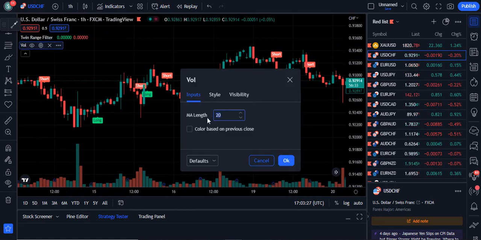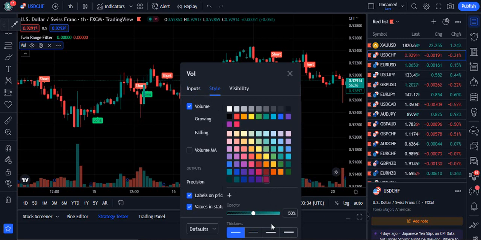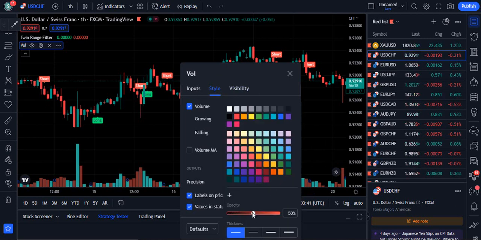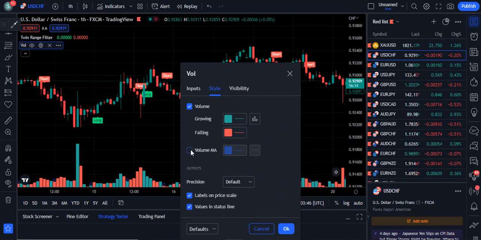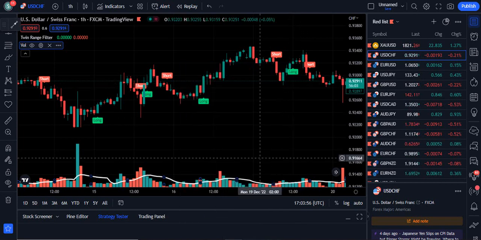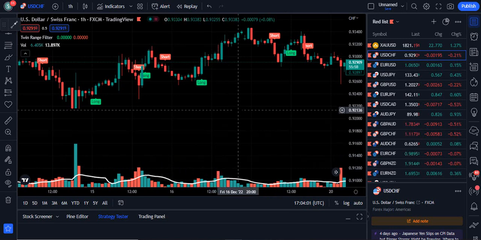You have to change its MA length from 20 to 10, and change its style from volume to grow. Its color I will change a bit sharper. Okay, and the next one, this red color will also be changed into a sharper red, right? And now I have to check the volume MA line as well, and its color I will change to white, and the width should be a bit higher. Now this is giving you a good show almost. Okay, that's good, that's great.